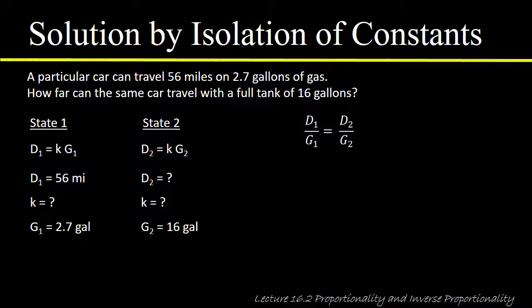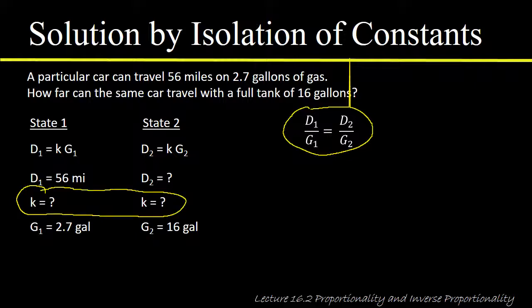All right, so in solving with isolation of constants, we use the two simple equations to derive this new equation. And notice also that in doing that, our k's essentially just canceled out, right? They become irrelevant. We don't even need to worry about them anymore. That's why isolation of constants is a little bit quicker. It's a little bit more efficient. So now, since we don't need to worry about the k's, the only thing that we don't know is d2. That's our only unknown.